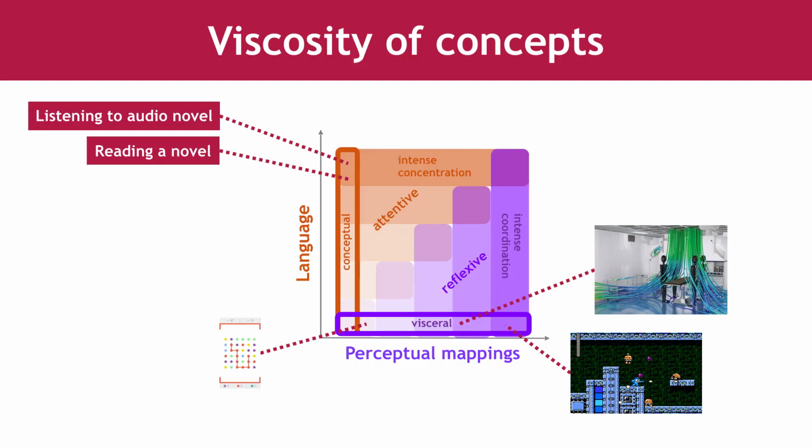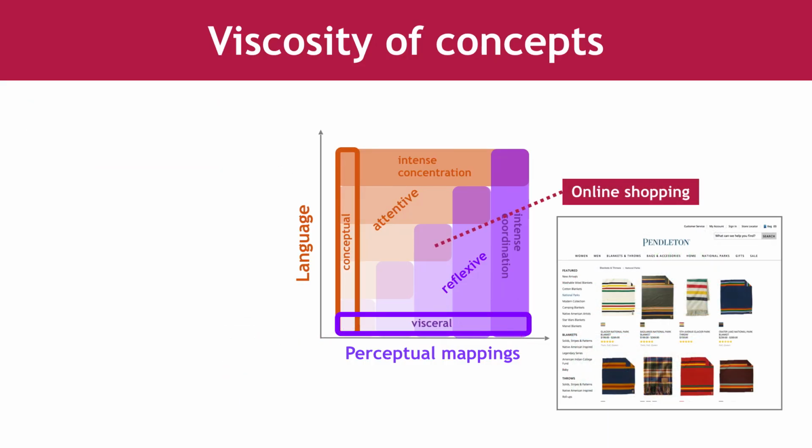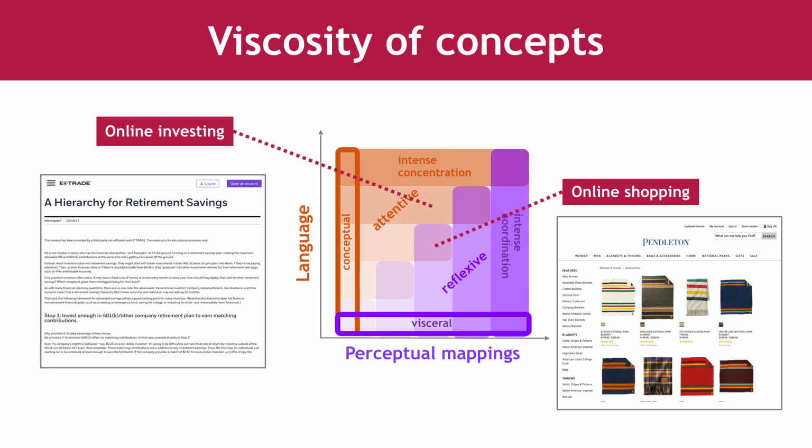When we think about something like online shopping, that's typically a mixture of language in the form of navigation and filters, and also little descriptions, and then product images, and maybe filters on shape and color and some perceptual things. So it's kind of a mix of viscosity. Something like an online investing site has a lot more viscosity because there's a lot of language to describe the concepts of investing and strategies, along with some of the graphs and other visuals to reinforce the ideas.